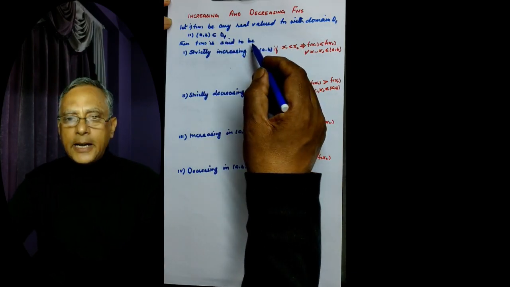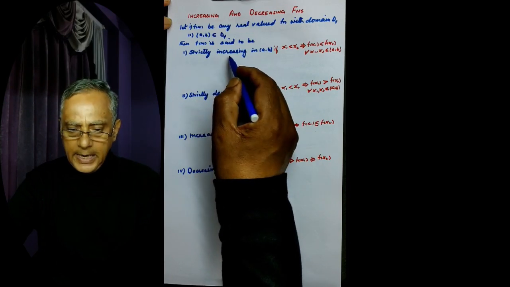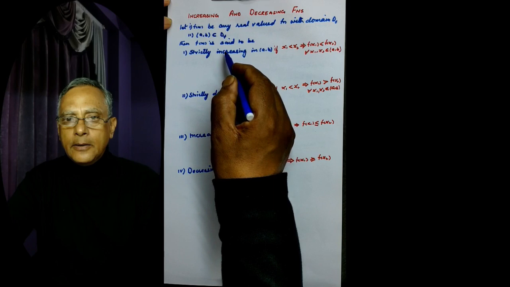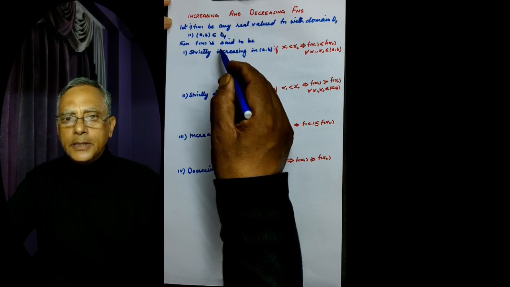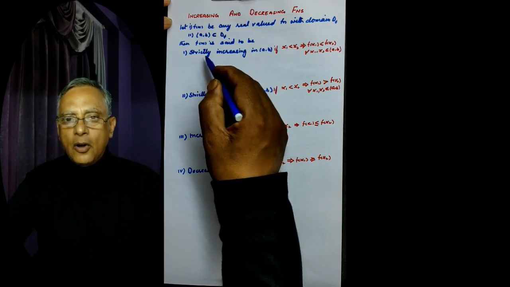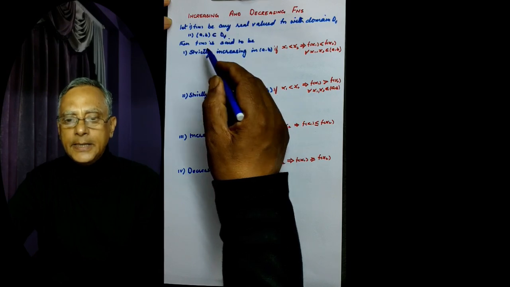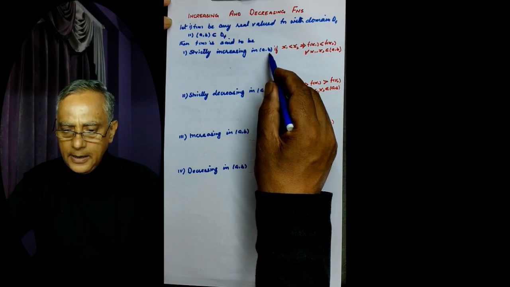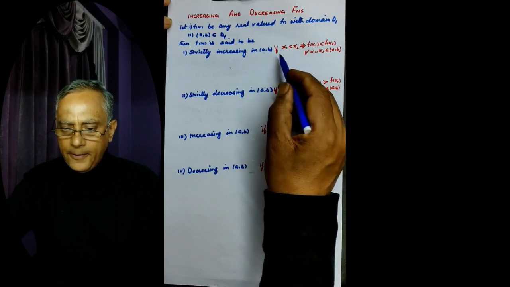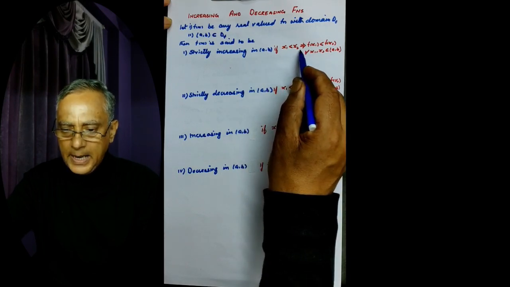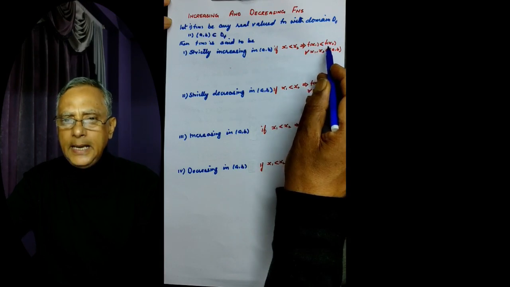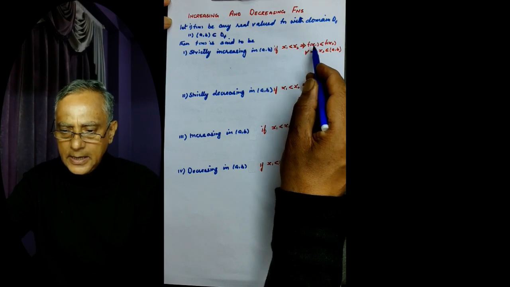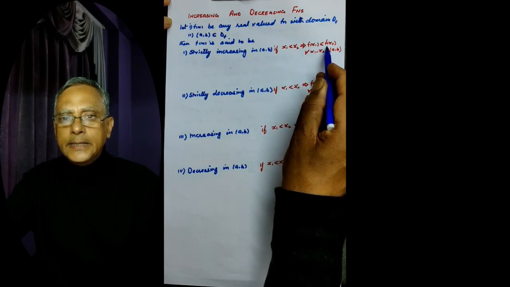Then f(x) is said to be strictly increasing or strictly monotonically increasing. We sometimes leave out the word monotonically. We simply say strictly increasing or strictly monotonically increasing. Then f(x) is said to be strictly increasing in the open interval (a, b) if x1 less than x2 implies f(x1) is less than f(x2). That is, as x increases, f(x) also increases.